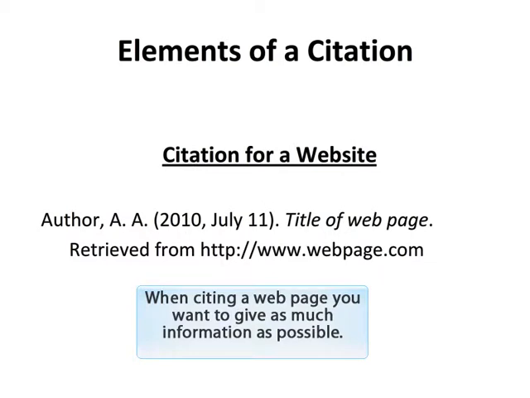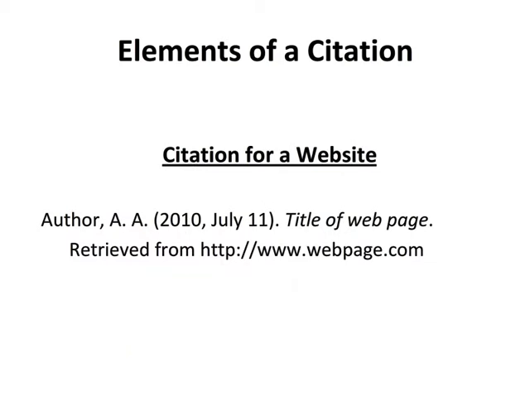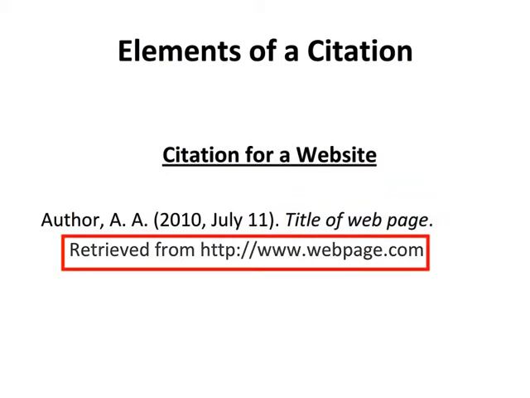When citing a web page, you want to give as much information as possible. Sometimes the author's name will not be listed on the home page, so you'll have to search around for it. The following is an example of a citation for a website. The author is listed with his last name first, followed by initials. Then the date is listed. Look for a copyright date or a last update if available. Then you list the title of the web page, which will be italicized. Then provide the URL that links to the home page or entry page for the document.